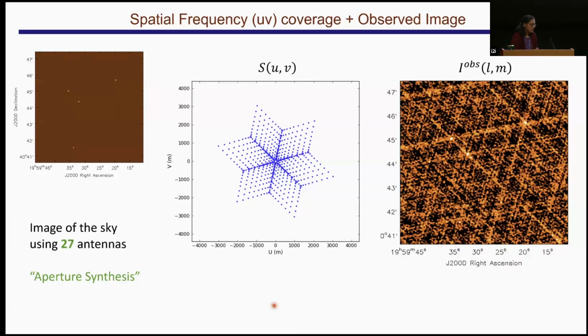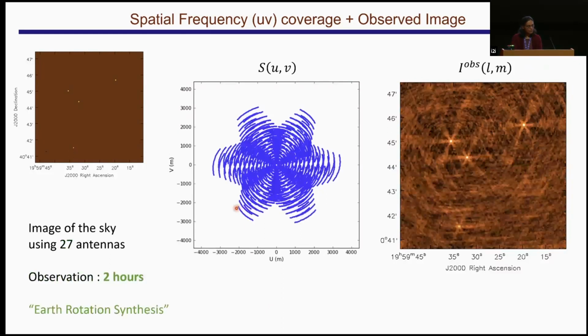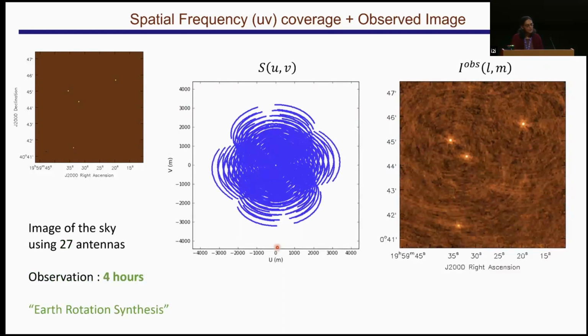But fortunately for us, the Earth is a rotating platform with respect to the sky, and therefore, as a function of time, the relative projected distances between antenna pairs as seen from the source keeps changing. And so you essentially fill up different parts of K-space simply by waiting over time. So a 2-hour and a 4-hour observation ends up filling up this K-space reasonably well.